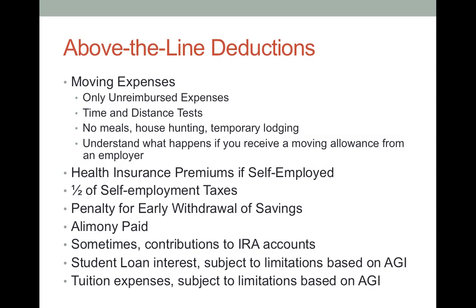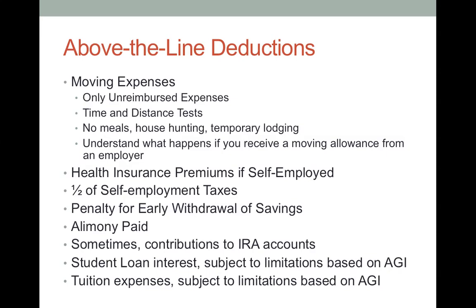These are the ones that you need to be a little bit more concerned about. Make sure you review the rules for moving expenses. So you can only deduct unreimbursed expenses. You have to meet the time and distance tests. Remember, you never get a deduction for meals, you never get a deduction for house hunting trips, and you don't get to deduct the cost of temporary lodging.